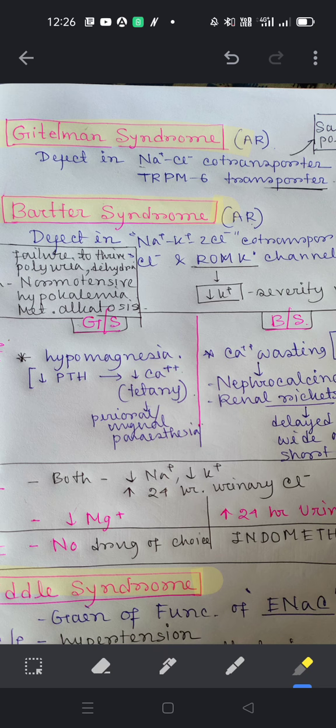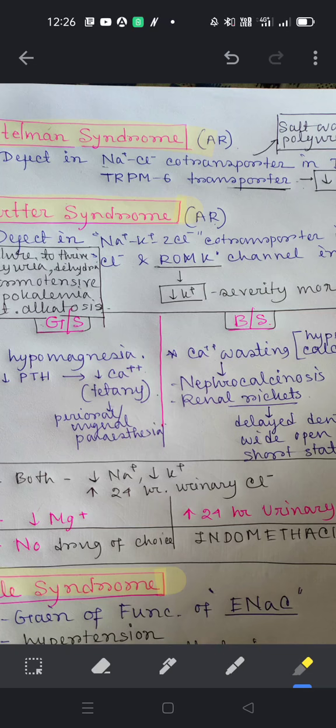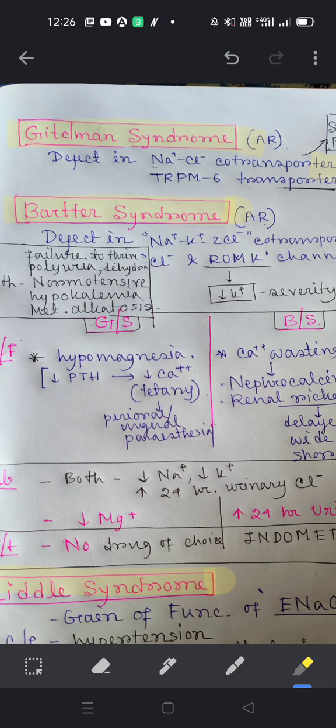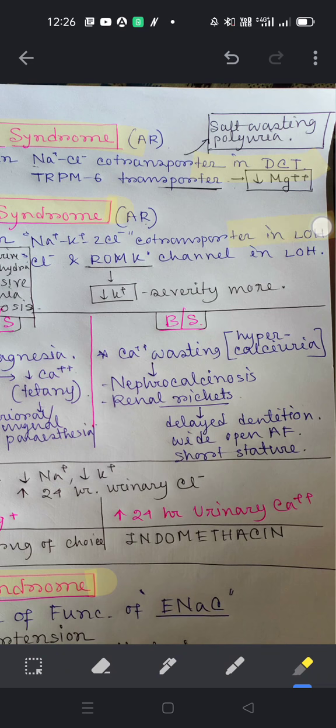In Gitelman syndrome, there is a defect in the sodium chloride co-transporter and TRPM6 transporter channel in the distal convoluted tubule. In Bartter syndrome, there is a defect in the sodium potassium 2Cl minus co-transporter, the chloride channel and the ROMK transporter in the loop of Henle.